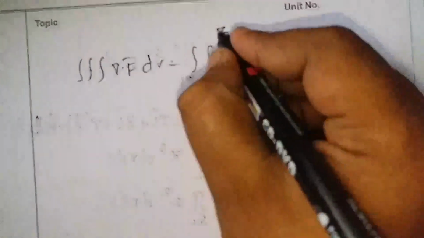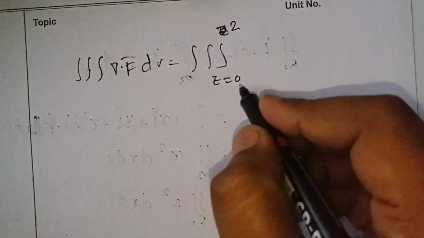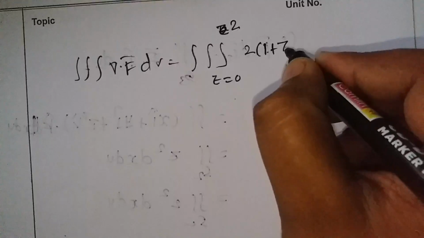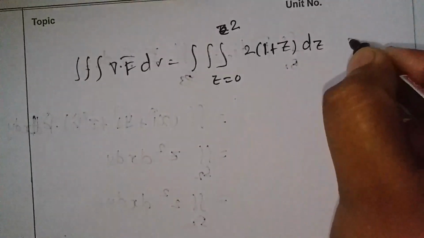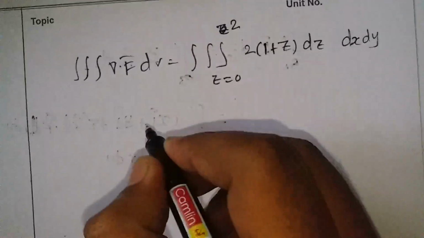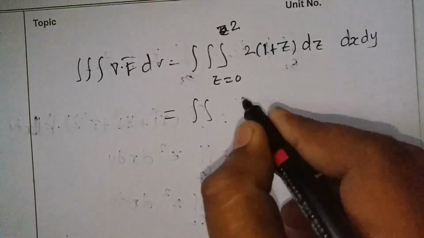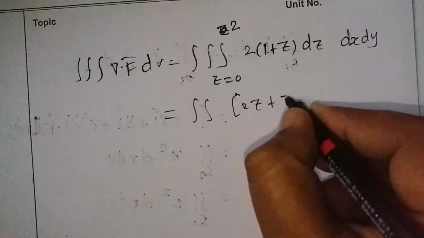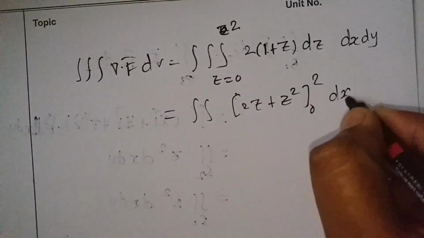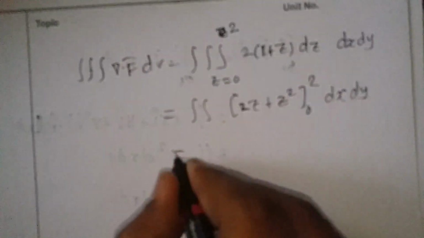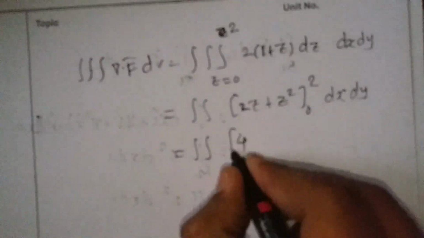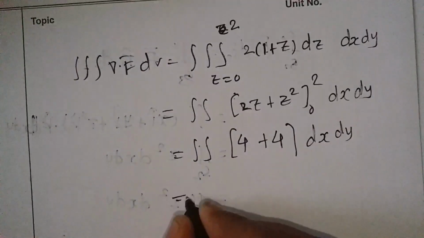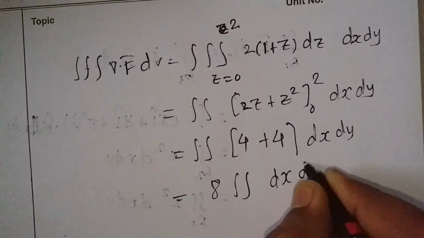The limits of z are given to you. Over the volume V, z varies from 0 to 2. Therefore, it will be 2 times, first we'll integrate with respect to z, which is why I have written z first. Later we'll integrate with respect to x and y. The integration with respect to z of 1 is z, and of z is z square by 2, from 0 to 2, dx dy. Put the upper and lower limits and we'll get 4 plus 4, so 8 times the double integral of dx dy.